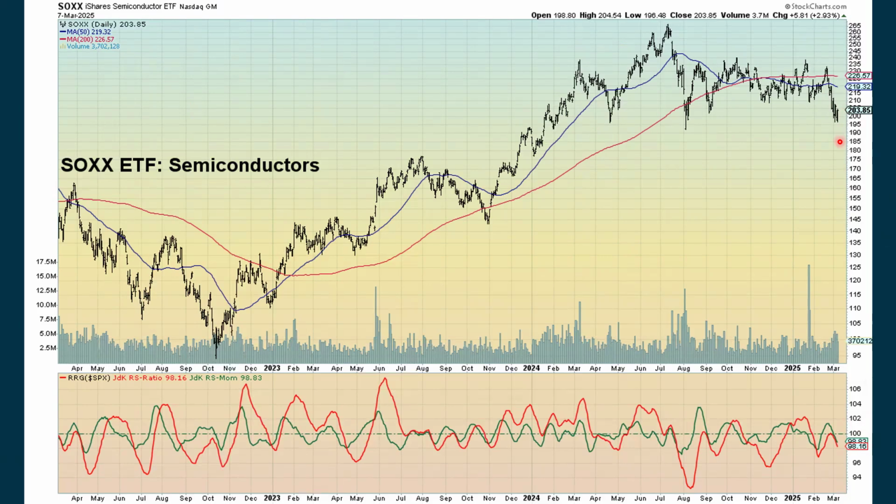And we're seeing pretty much weakness across the board right now, which is a concern because if the semis do well, then tech does well. And if tech does well, the NASDAQ 100 does well. And if the NASDAQ 100 does well, the S&P 500 does well.